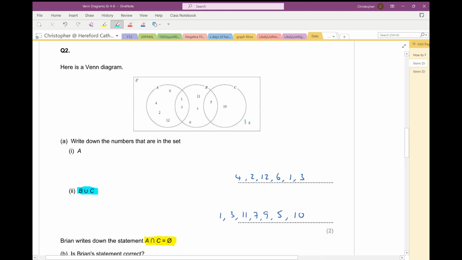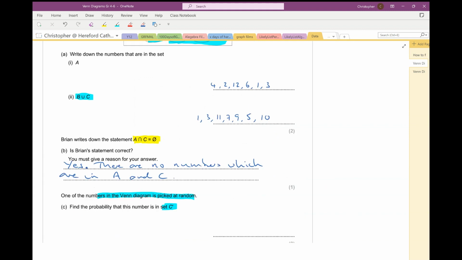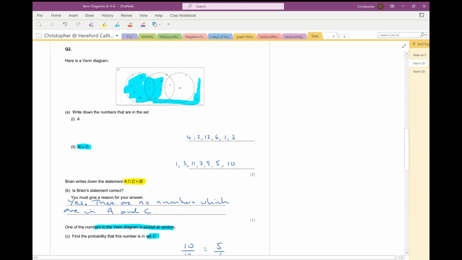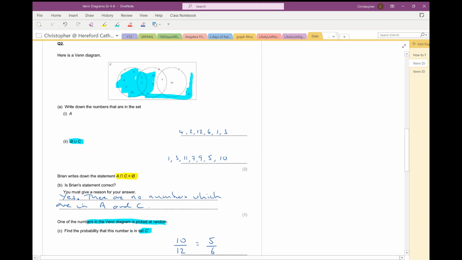Well, how many numbers is that are not in C? 1, 2, 3, 4, 5, 6, 7, 8, 9, 10 numbers are not in C. It's all of these numbers here. And that's 10 out of 12 numbers in total. So the probability of choosing a number that's not in C is 10 out of 12, which of course should cancel to 5/6. And that is question 2 complete.